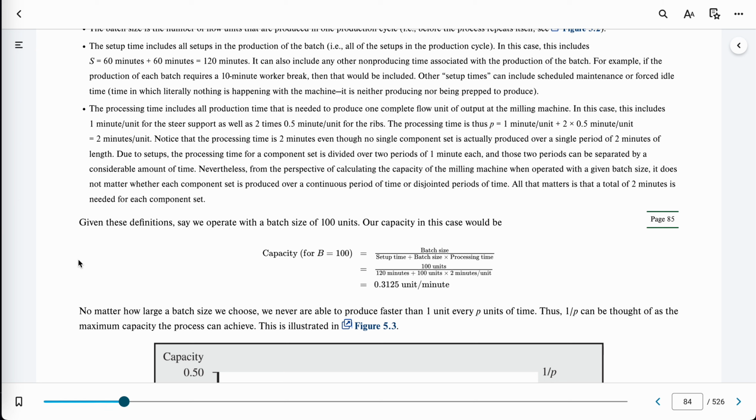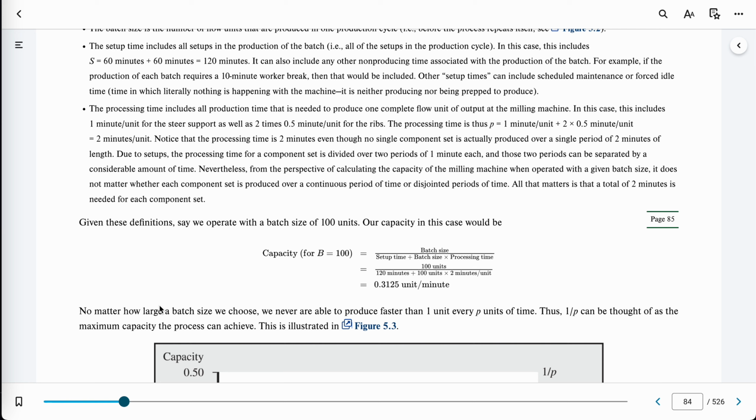Now let's say we are operating in batches of 100 units, so it'll be 100 divided by 120 minutes. Why 120 minutes? Because setup time is 60 minutes for one of them and 60 minutes for the other, so the total setup time is 120 minutes. That's how long the milling machine will not be producing anything. It's just being recalibrated. So 100 units divided by 120 minutes plus 100 units times 2 minutes per unit. How many minutes do you spend to make 1 unit? That's the processing time, and that gives you a capacity of 0.3125 units per minute. That's how many units you can make in a single minute.